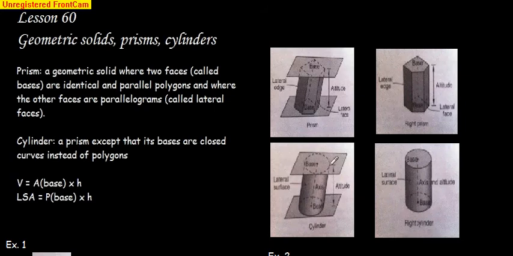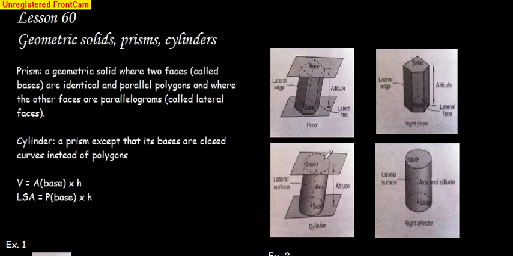Same thing, the altitude is the perpendicular distance. If you're going to do a right cylinder, the altitude, which is also called the axis, is going to be perpendicular to the base. What the right ones mean is it doesn't slant, because it's perpendicular to the base, which is a right angle.